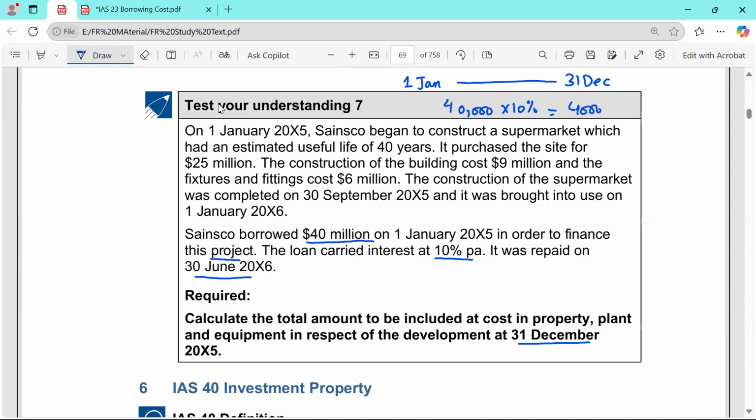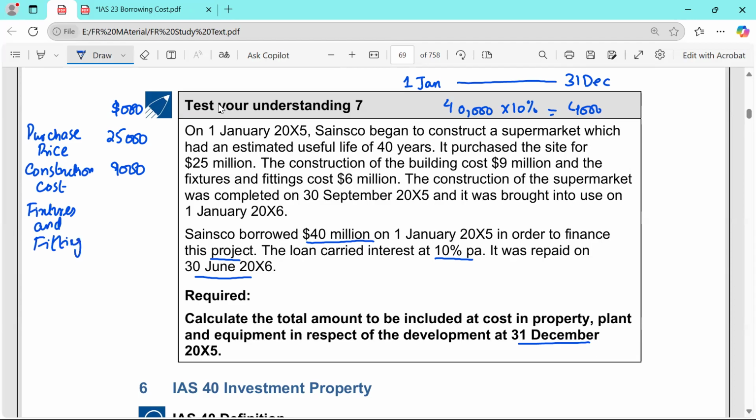And you purchased the site for 25 million. We have to calculate the cost, so first the purchase price will be included here: purchase price of 25 million. Construction of the building cost 9 million and fixtures and fittings cost 6 million. Construction cost is a directly attributable cost, right? So we have to make it part of the cost. 9 million, 9,000. Fixtures and fittings cost was 6 million, 6,000.